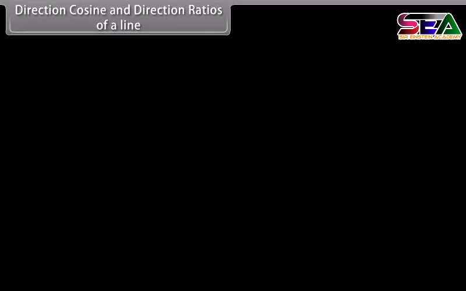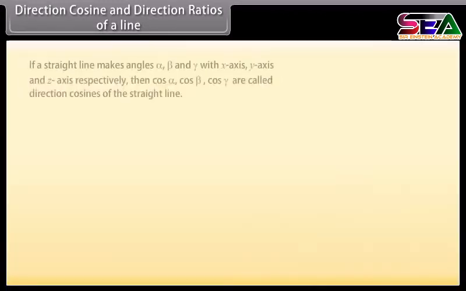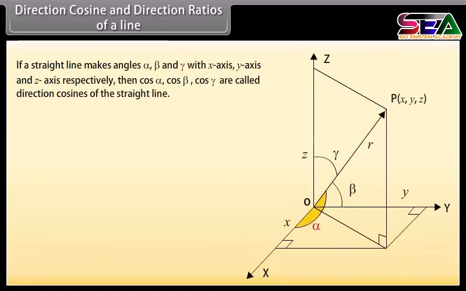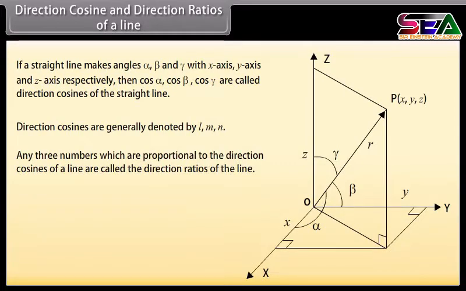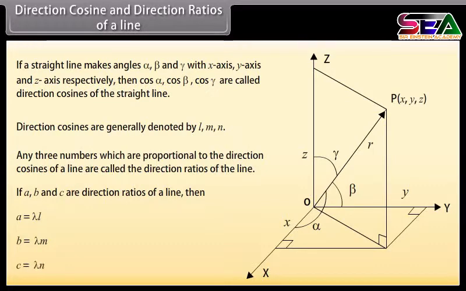Direction cosine and direction ratios of a line. If a straight line makes angles alpha, beta and gamma with x-axis, y-axis and z-axis respectively, then cos alpha, cos beta, cos gamma are called direction cosines of the straight line. Direction cosines are generally denoted by L, M, N. Any three numbers which are proportional to the direction cosines of a line are called the direction ratios of the line. If A, B, and C are direction ratios of a line, then A equals lambda L, B equals lambda M, C equals lambda N.